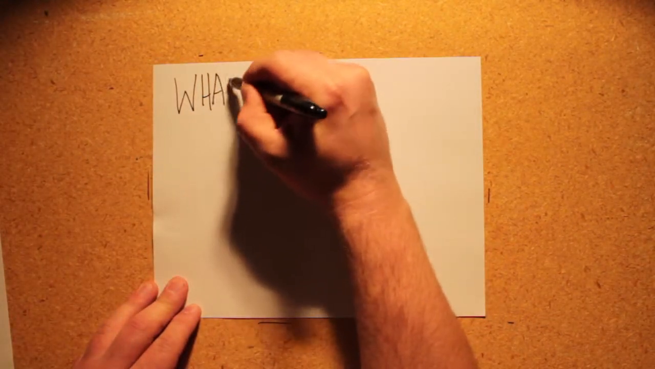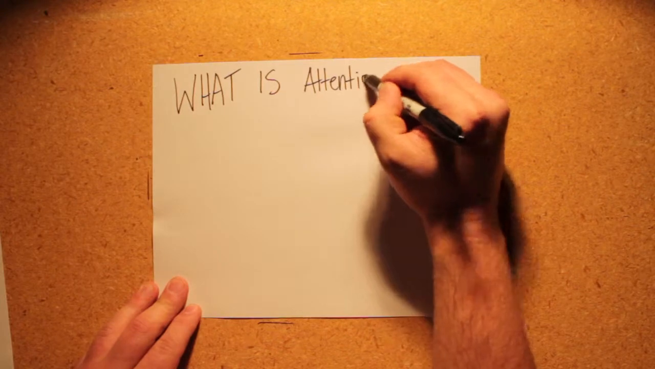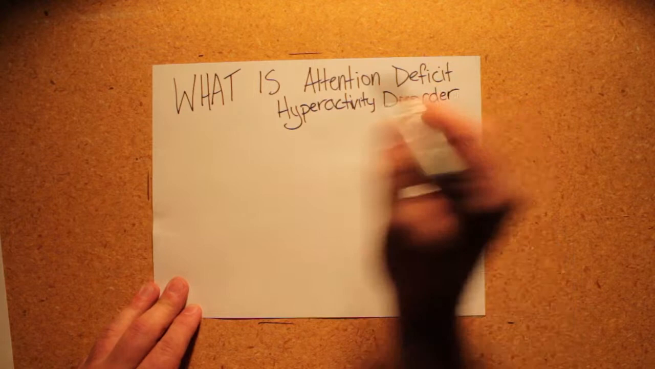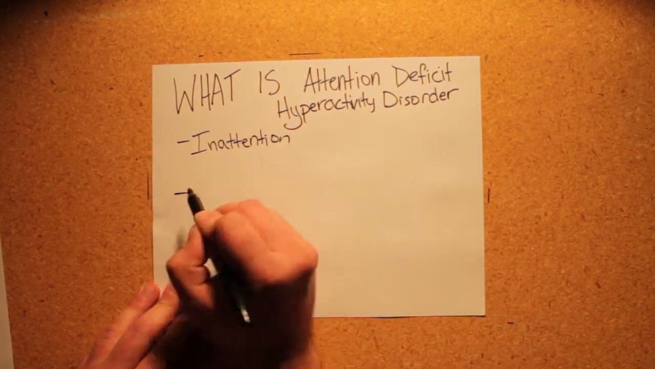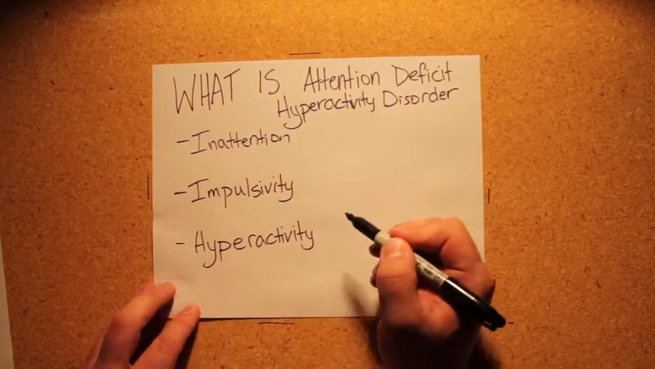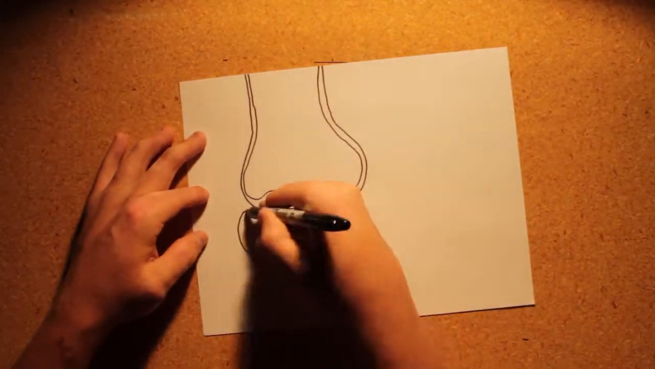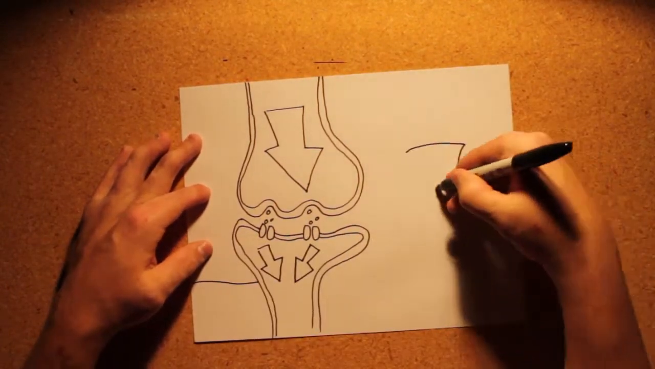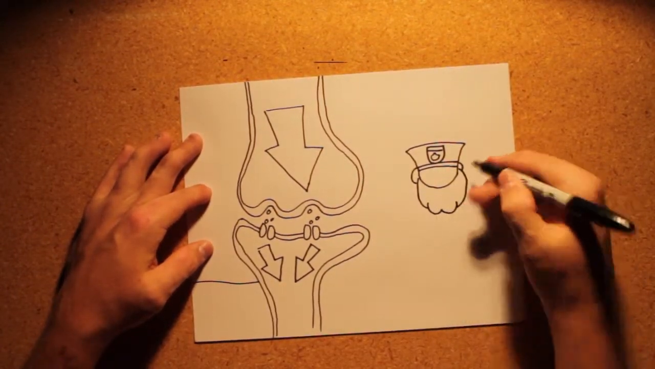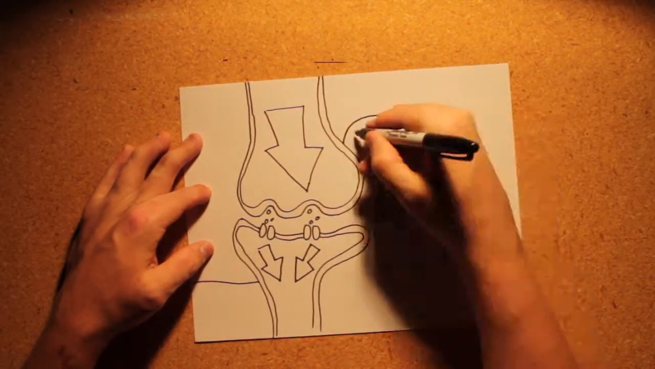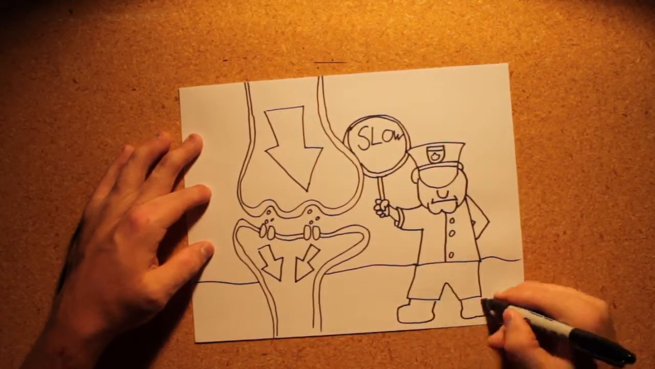What is ADHD? Attention Deficit Hyperactivity Disorder is a neurodevelopmental disorder characterized by developmentally inappropriate levels of inattention, impulsivity, and hyperactivity that cause impairment in day-to-day life. ADHD is caused by abnormalities in the chemical messengers, also known as neurotransmitters, in the brain. Simply put, the brain operates at a slower than average pace in the areas of impulse control and attention focus.